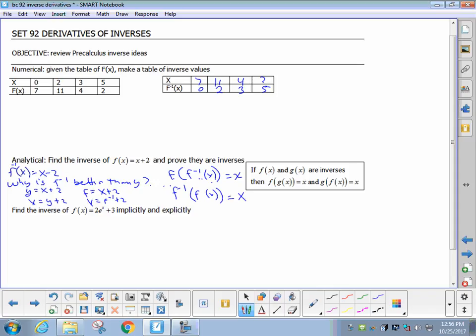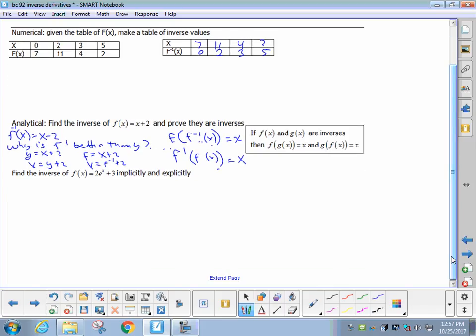You prove inverses then by saying f of f inverse can be shown to be just x. You did that in Algebra 1 a lot, and we won't do that here so much. But that is actually the final point, or the starting point for derivatives. So we'll go back to that in a second.